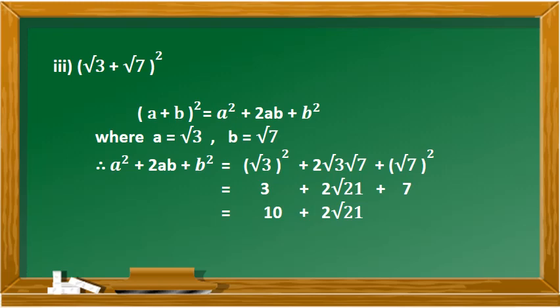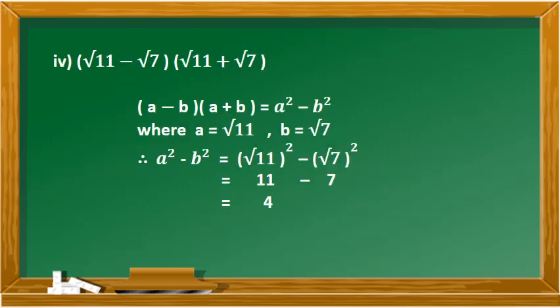(Root 3) the whole square gives you 3, plus 2 into root 3 into root 7 gives you 2 root 21, plus (root 7) the whole square gives you 7. Now 3 plus 7 gives you 10 plus 2 root 21.